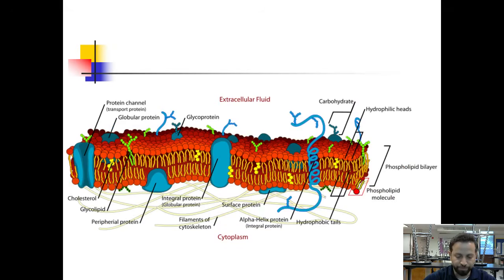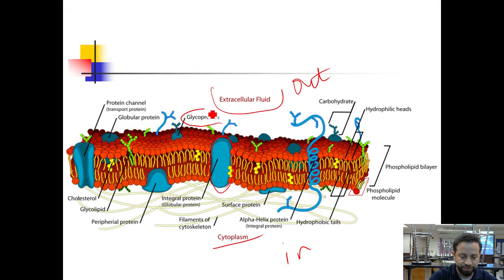Here's another picture of a cell membrane, with just a few more things to know. Here's the cytoplasm, and here's your extracellular fluid. This is the inside of the cell, and this is the outside of the cell. Just like we were talking about before, there are proteins in there, blue here now. There's a glycoprotein, which we just talked about, and a protein channel right here, so things can go in or out that way. Phospholipid. Hydrophobic tails, very important to know. Hydrophilic heads. Carbohydrates. Just some of the things that you need to know.